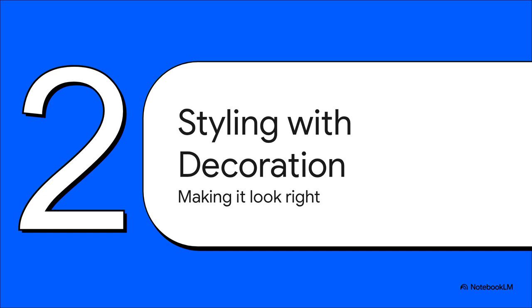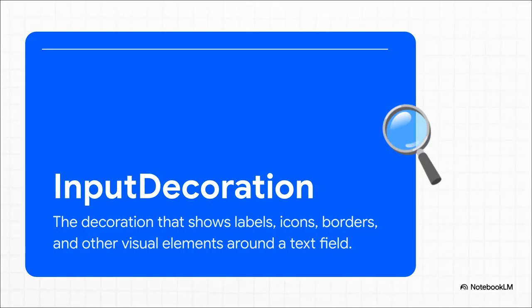Okay, so we've got the data handling down. Now for the fun part, making our text fields actually look good. A plain, unstyled field is functional, sure, but we want our apps to look polished. And this is where the decoration property comes into play. Just about every visual tweak you'd ever want to make to a text field is controlled by a single object you pass to its decoration property. And that object is called input decoration. It's your one-stop shop for all things styling.